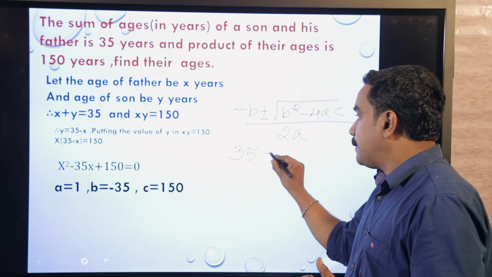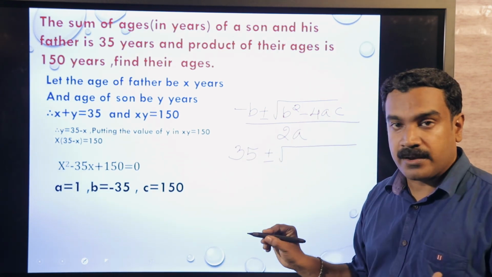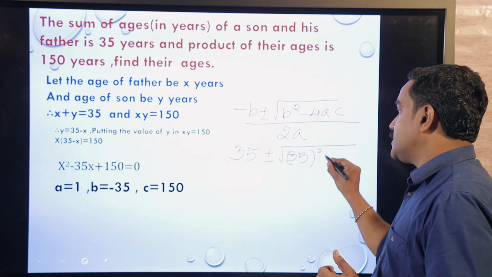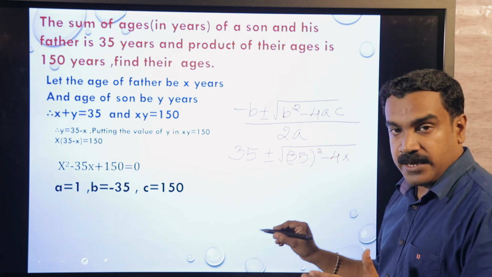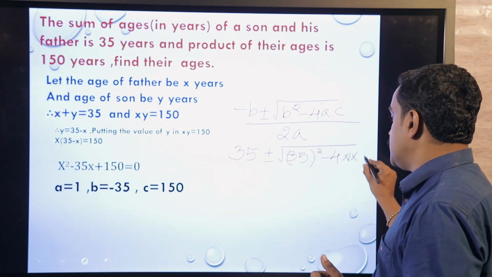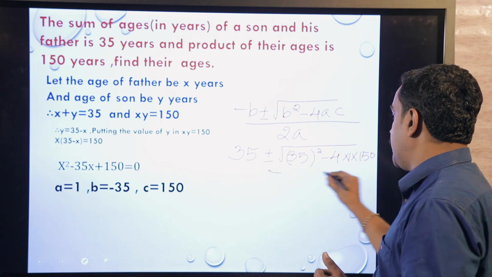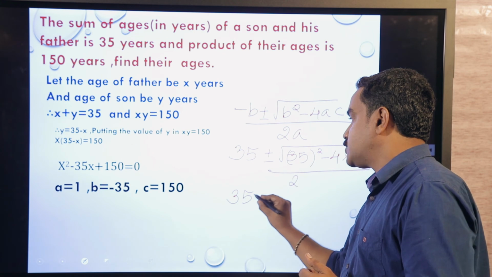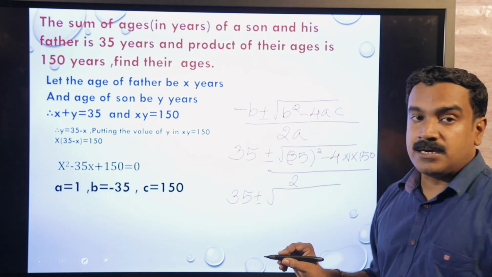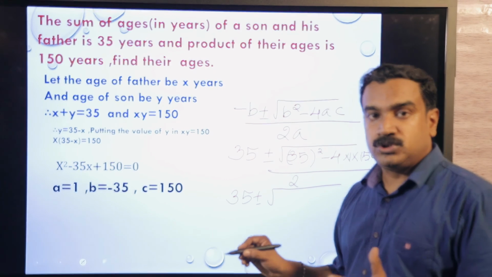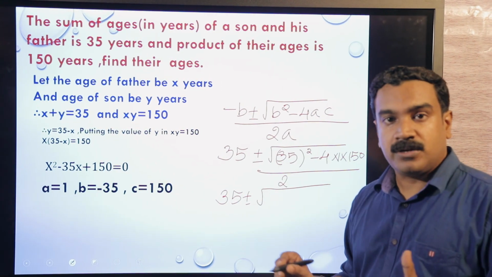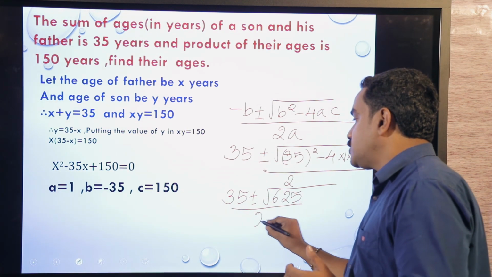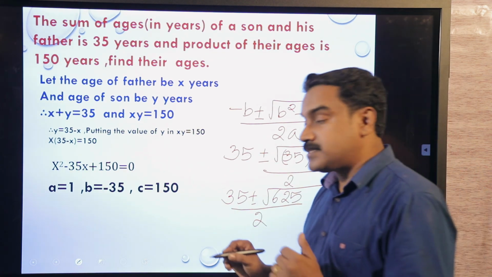So 35 plus or minus root of b square. What is b square? Negative 35 square, minus 4ac. 4 into a is 1, and c is 150, whole divided by 2a. 2a means 2. So you will get 35 plus or minus root of, what is 35 square? 35 square is 1225, minus 600. So 1225 minus 600 is 625. What is root of 625? Root of 625 is 25.